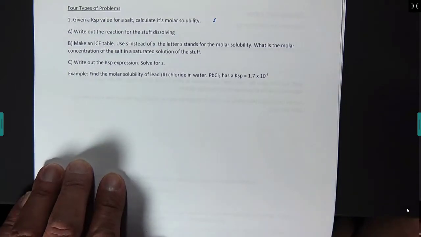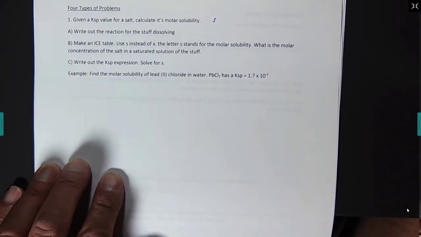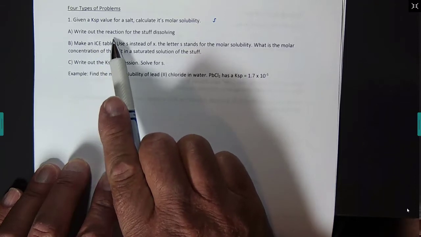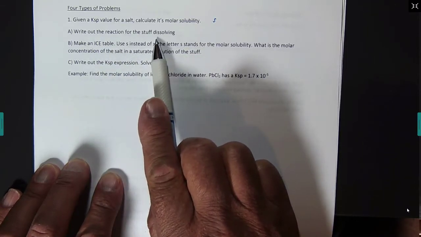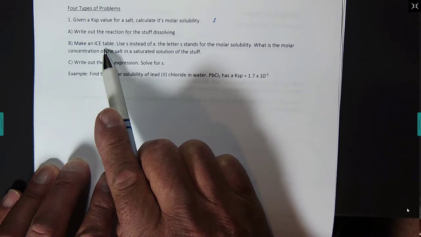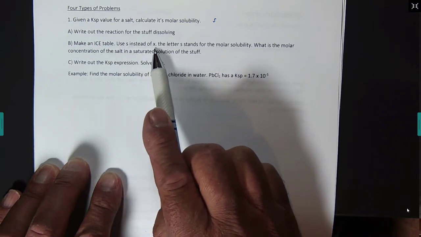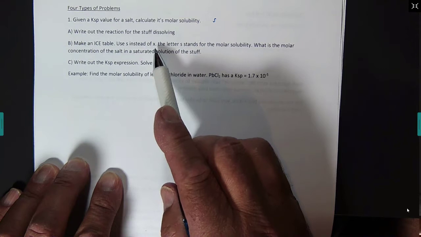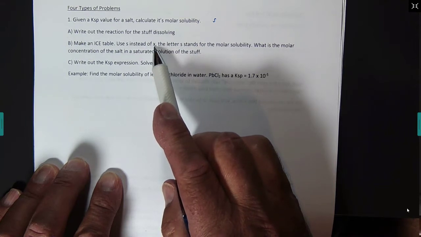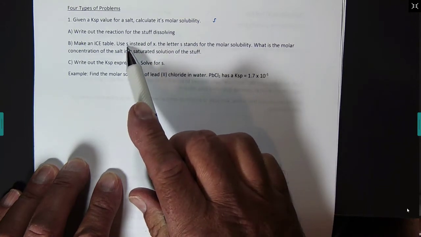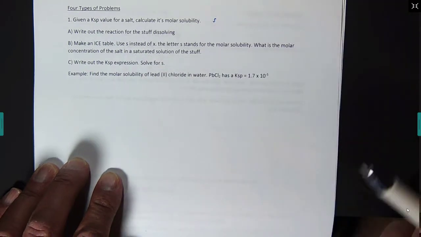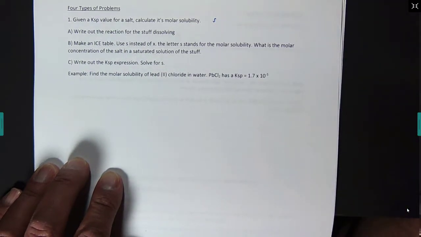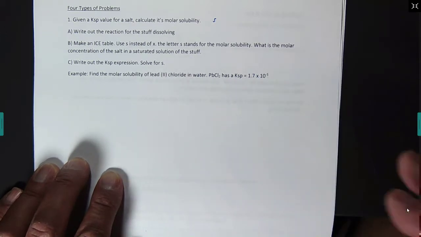Now, to do these, classic equilibrium problem. Write out the reaction for the stuff dissolving. Make an ICE table. Use S instead of X. I noticed the OpenStax book is odd. It uses X. Almost all other textbooks use the letter S. The letter S stands for the molar solubility. What is the molar concentration of the salt dissolved in a saturated solution? Write out the Ksp expression, solve it for S.